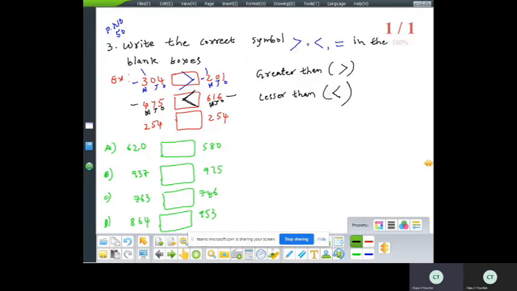Now the third one. Here 254, here also 254. The digit in the hundreds place is 2. The digit in the tens place is 5. The digit in the ones place is 4. All the digits are the same in all 3 places: 254, 254. It means the equal sign. It's called equality. So we have greater than, lesser than, and equal to.